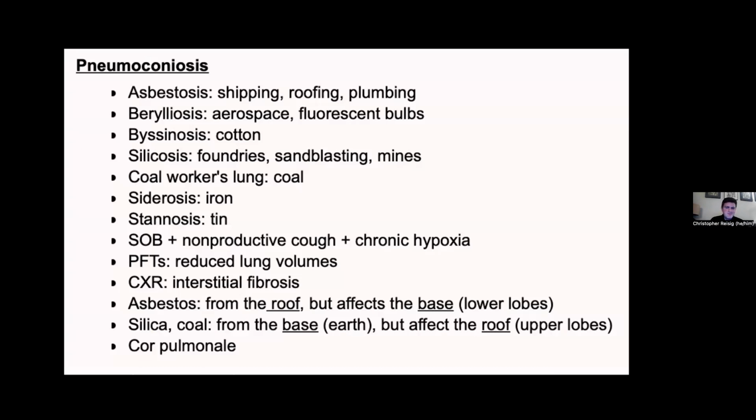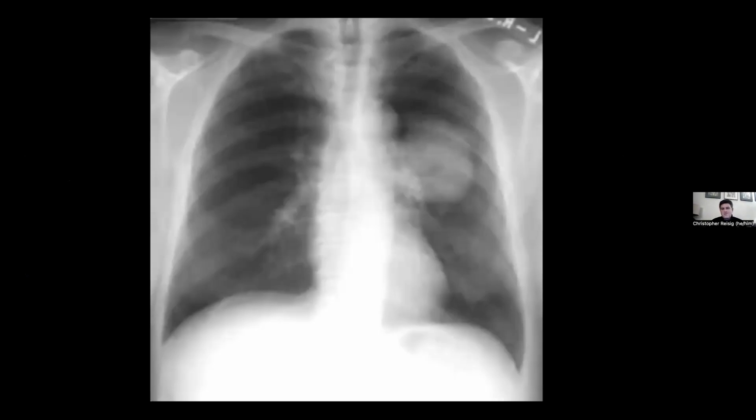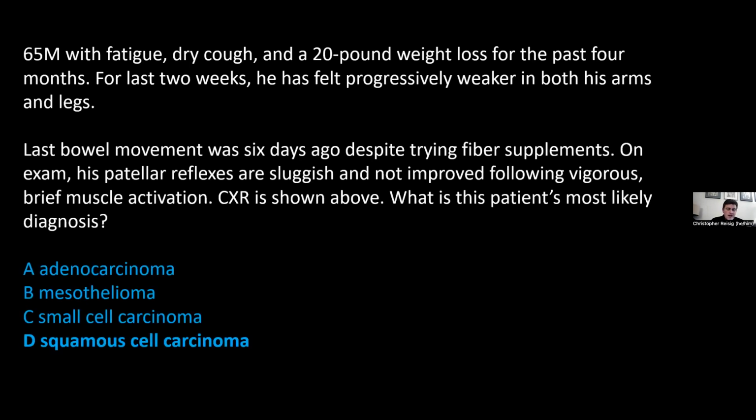All right, 65-year-old man, fatigue, 20-pound weight loss for the past 4 months, 2 weeks progressively weaker in both his arms and legs. Last bowel movement was 6 days ago, despite trying fiber supplements, sluggish reflexes, brief muscle activation, and he has this thing. So obviously he has a mass lesion right there. The question is what type of mass lesion? And the answer here is a squamous cell carcinoma.